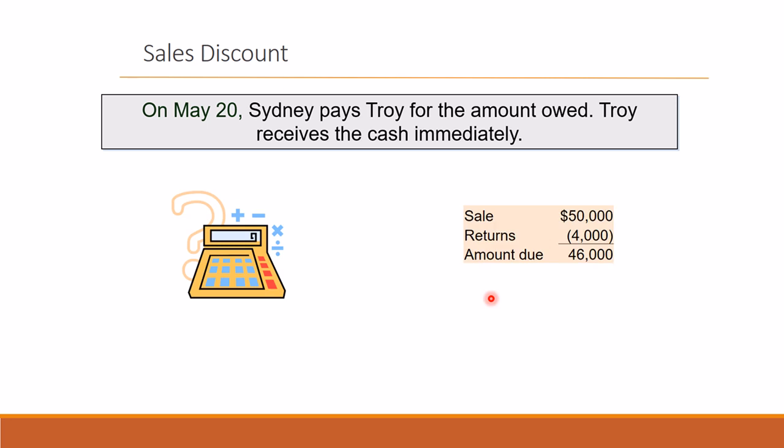Very quickly, since I already went through these calculations on the purchase side, recall the sale was for $50,000, but Troy accepted a return of $4,000, which means the total amount due in accounts receivable is $46,000. On the other hand, Sydney is paying within that 10-day window. The original sale was May 11th. They're paying on May 20th, so they can take 3% times $46,000, a discount of $1,380. Subtract that from the $46,000 due in accounts receivable. It means the actual check amount is going to be $44,620 because they're taking advantage of the 3% discount.